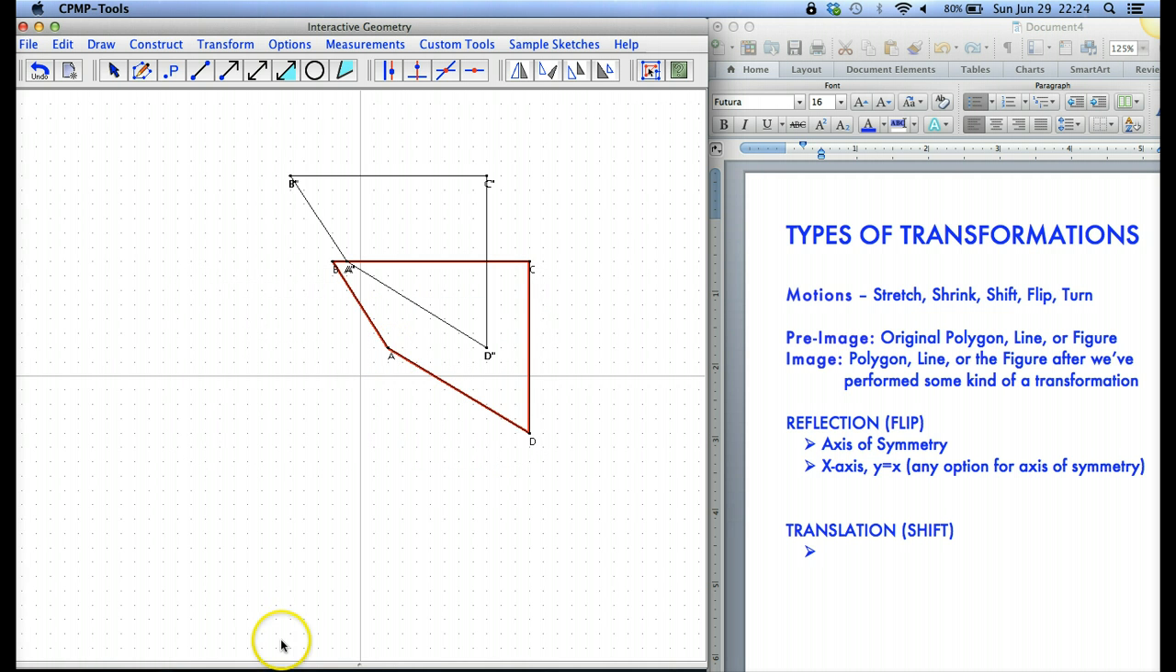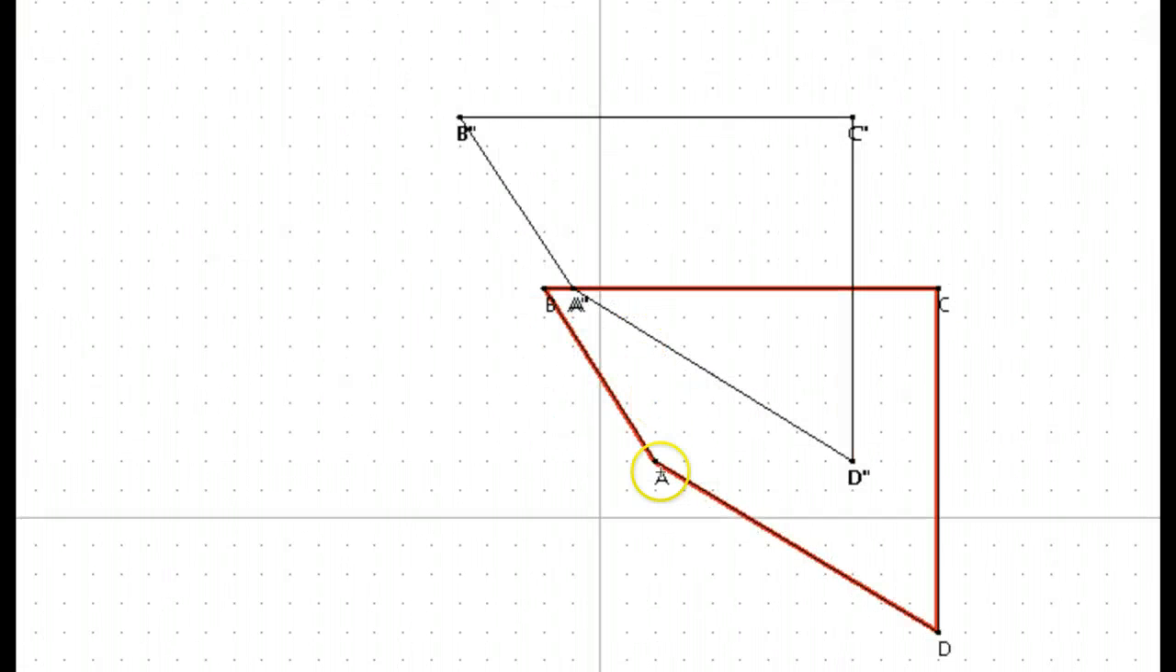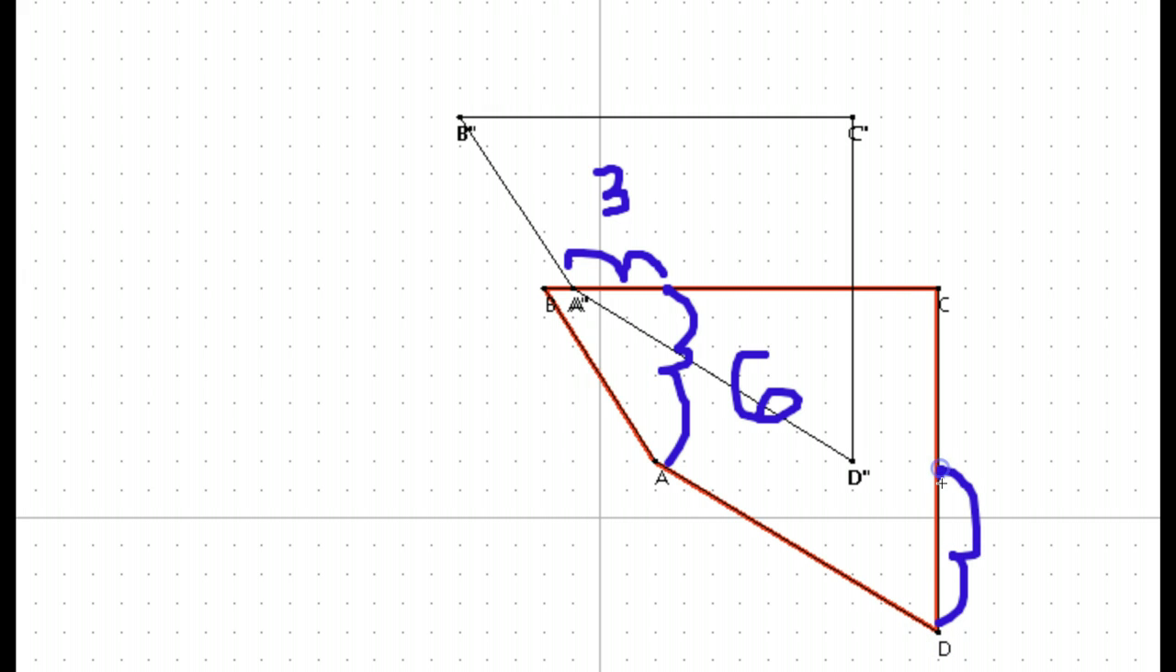So each point, and let's see if it'll let me zoom in on this a bit more. Each point, this A, went up 6 units. So that's a distance of about 6. And then it went left, looks about 3 units. And that's true for any point. A goes to A prime, up 6 over 3. D goes to D prime by going up 6 and over 3. So that's the general idea that we're talking about.